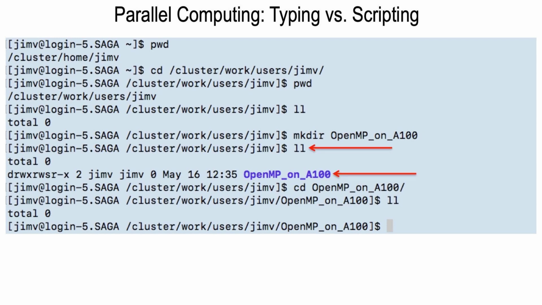We can use the ll command to list the contents of our work folder and verify that the directory has been created. Note that the directory name appears in blue, which indicates that it is a directory and not a file. We can navigate to the new directory using the cd command. Once inside, we can use the ll command to view its contents. As expected, the directory is empty because we just created it.